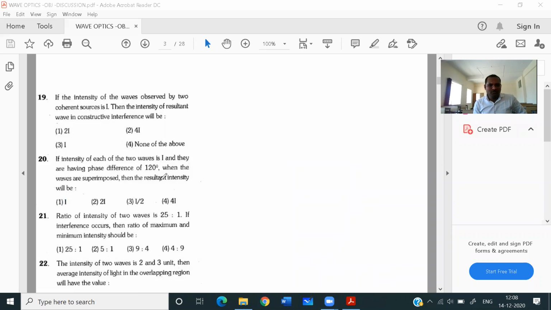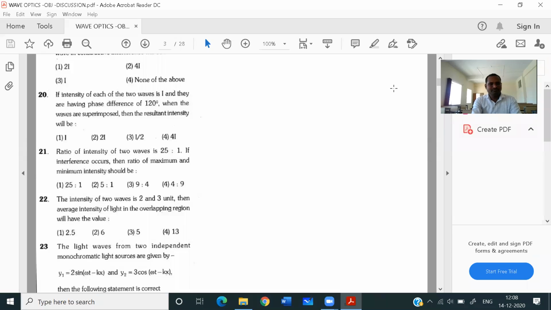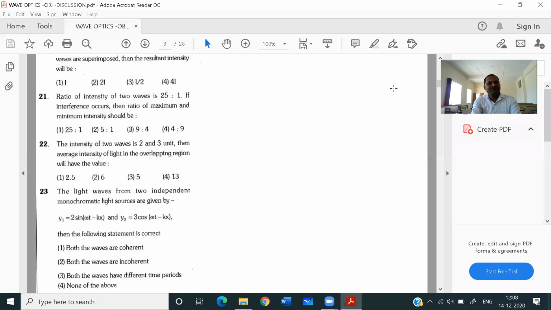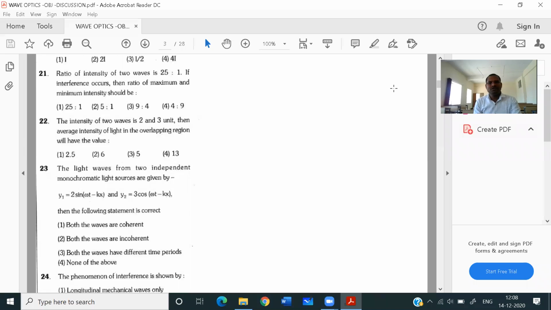Next question, question number 21. Read that question. What have they given? The ratio of intensities of two waves is 25:1. If interference occurs, then what is the ratio of maximum to minimum intensity?